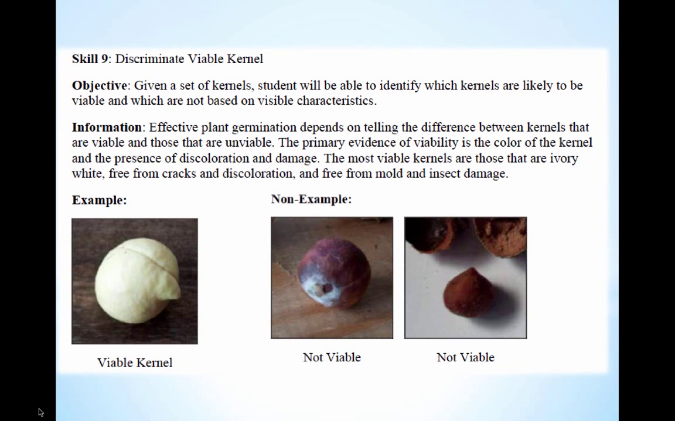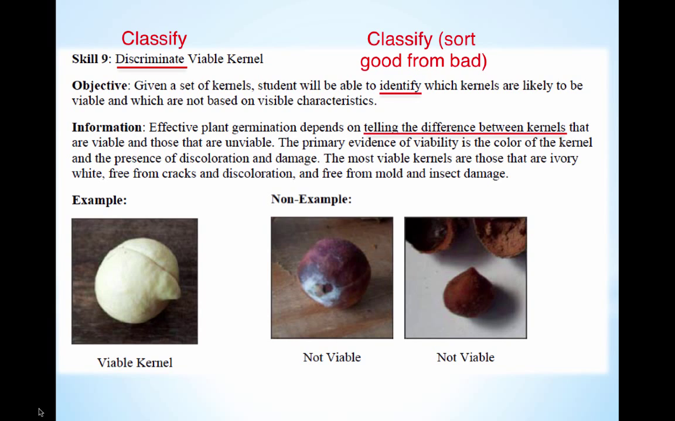Now I'm going to show you how I would review someone else's work. Our behavior is discriminate. The problem is our objective is identify. Already these two don't match. In my information, I'm supposed to be telling the difference between kernels. That doesn't match either my skill nor my objective. What I'm seeing is that I'm supposed to classify. That is, sort good from bad. Already our items don't match.